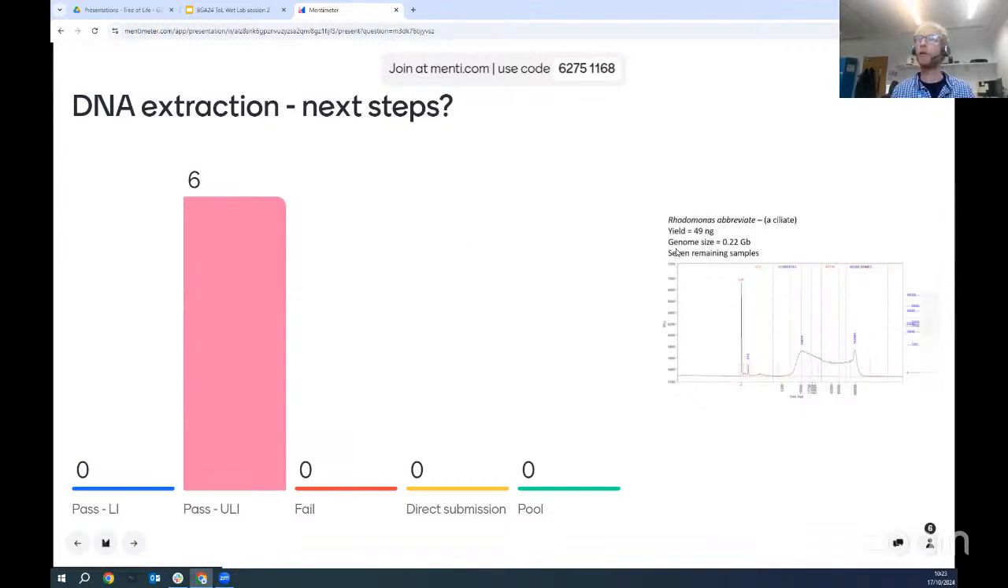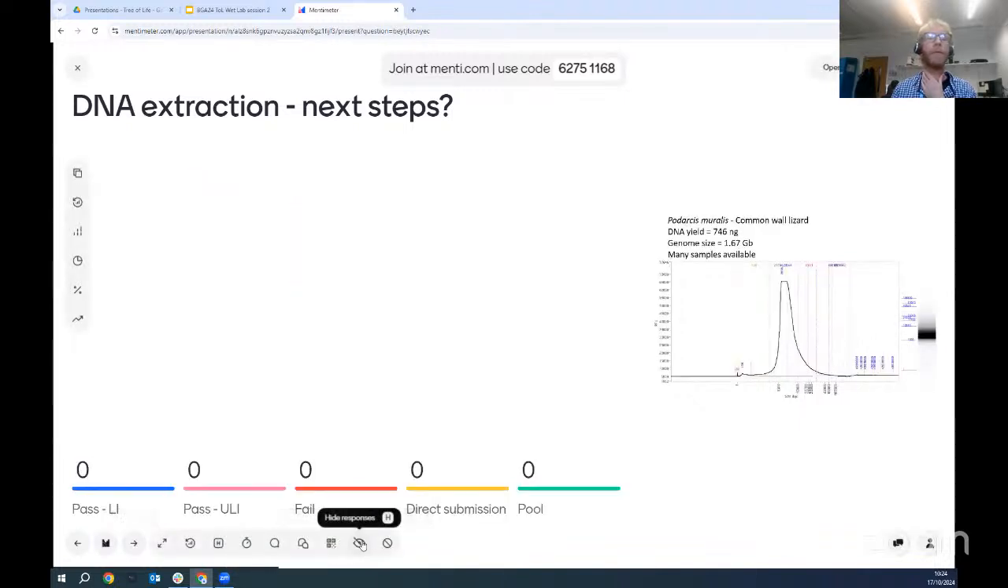So for this one, definitely pass the ULI. However, if you've chosen pool, because we have 7 remaining samples, we could do a second or third extraction to try to get their yield up to definitely ensure that we have enough DNA to put forward for sequencing. Okay.